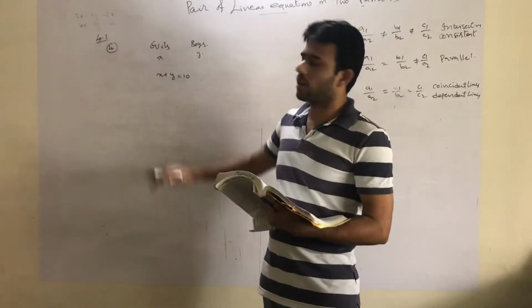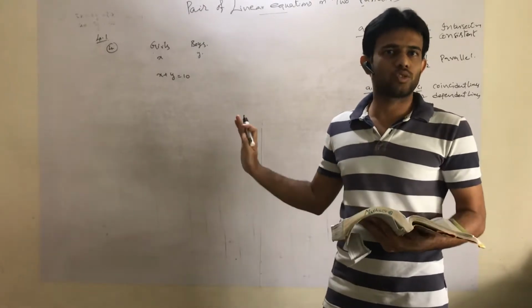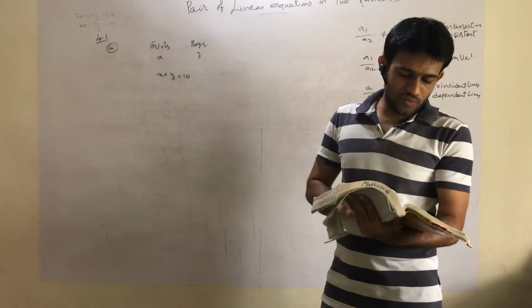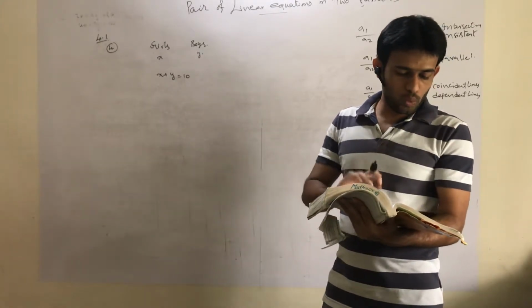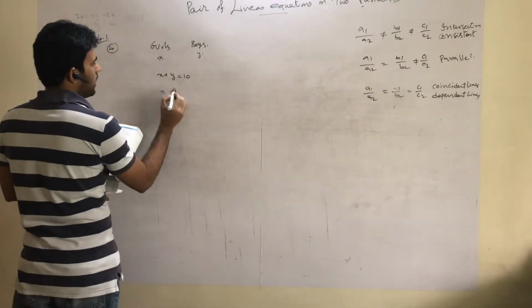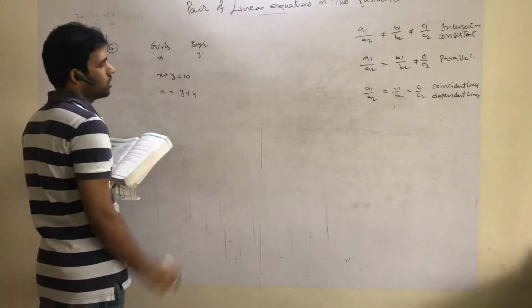So this straight away I can write x plus y equal to 10. The number of boys plus number of girls should be 10. And the other thing they have given is, if the number of girls is 4 more than the number of boys, so number of girls is x. X is 4 more than the number of boys. That means y plus 4 as well.